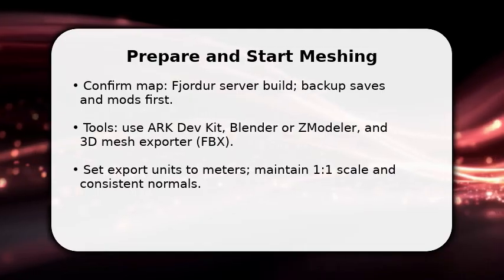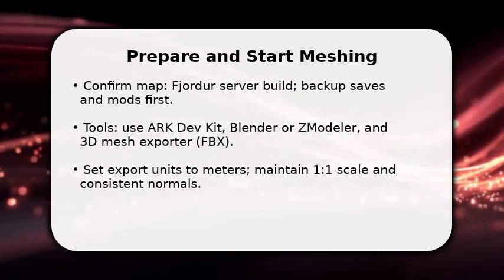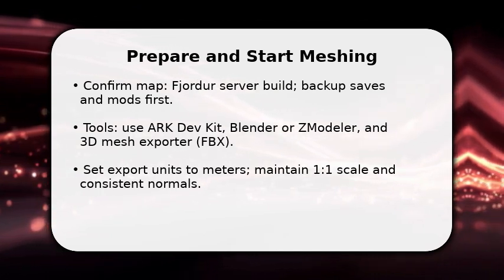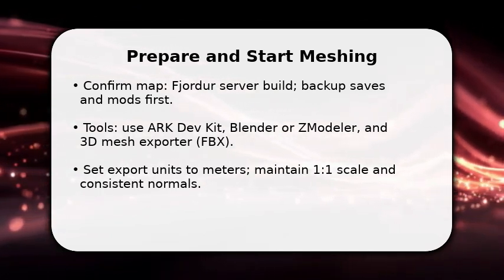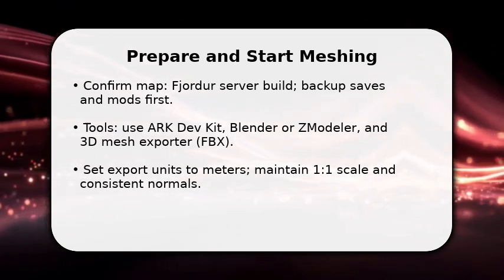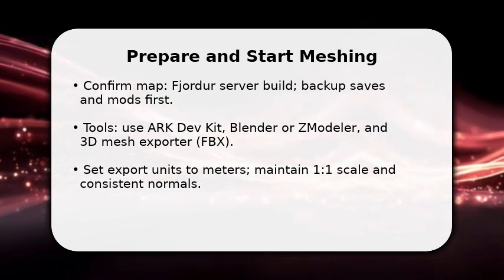You begin by locking in Essentials, back up the Fjordur map and active mods, then open the ARK dev kit. You'll import a simple placeholder mesh to align coordinates because accurate origin and scale prevent later warping. Once done, export a test FBX at 1:1 scale and check normals. This ensures lighting and collision behave.